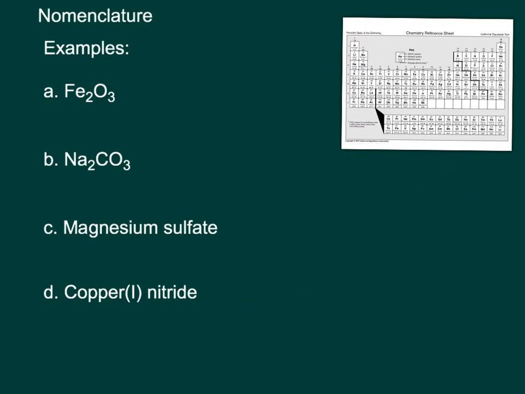Okay, so given that we know that, one of the ways to do this is simply say, okay, we know 2 minus. We have 3 of them, so that's a total of 6 minus, and therefore we have to have a 6 plus out of those 2 irons, so each iron has to be Fe3 plus. So now when we write it out, we simply say that's going to be iron 3, that's the charge, oxide.